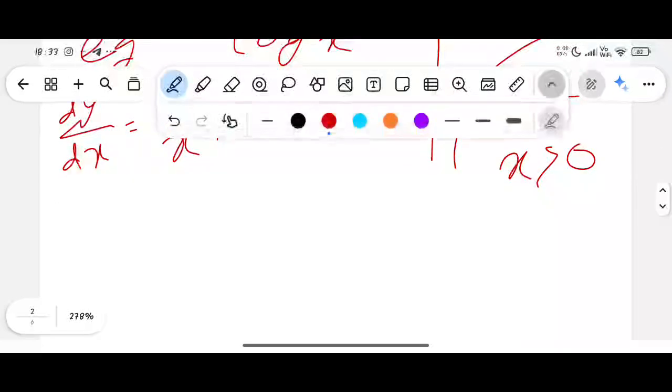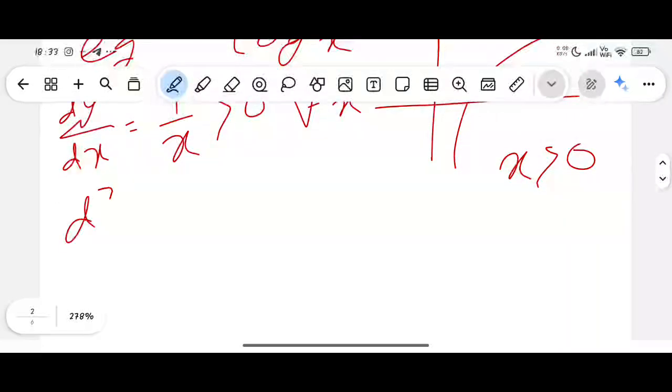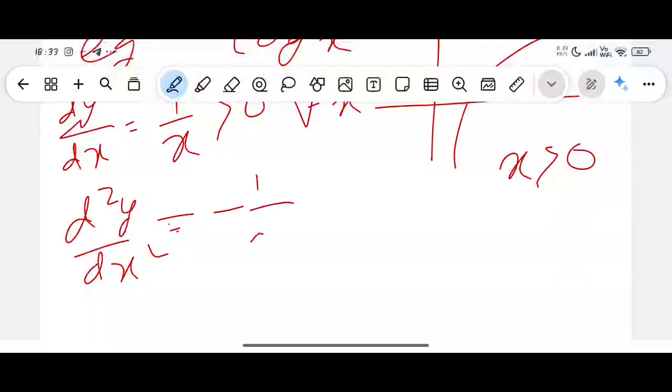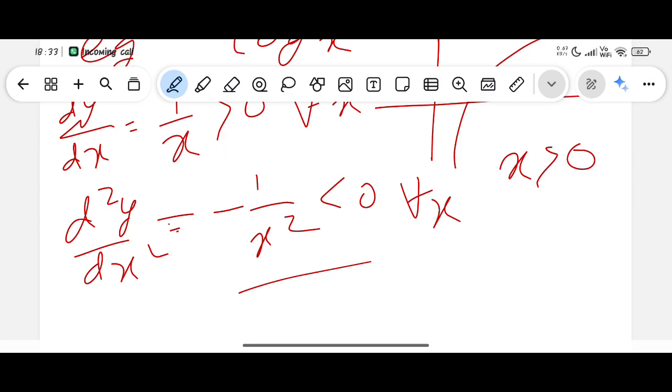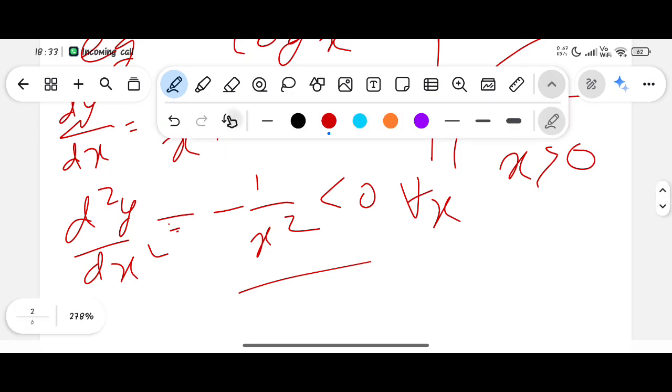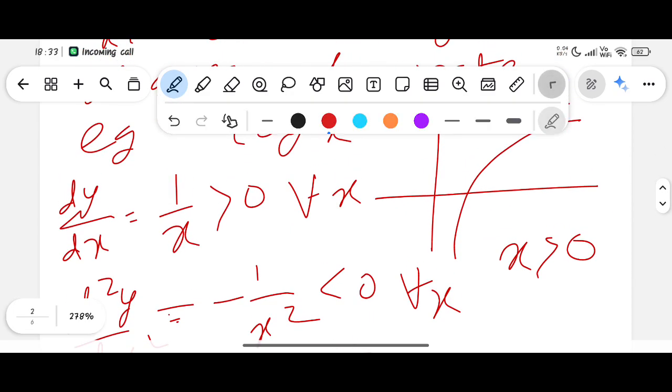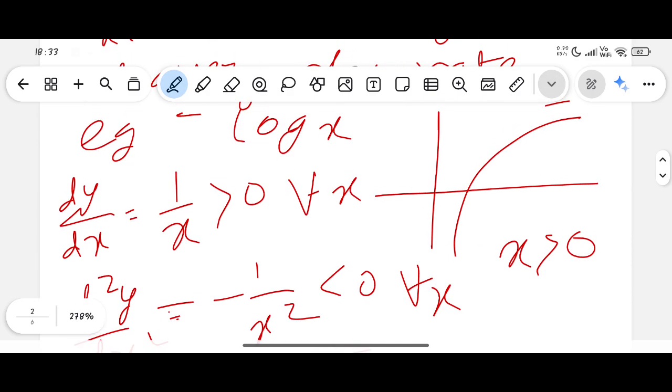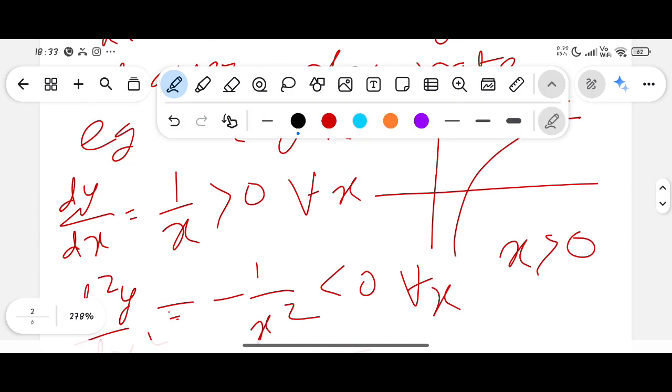And what will be the value of d2y/dx2? The derivative of this will be minus 1 by x square. Since x is positive, and this is a positive number with a minus sign, it will be negative for all x. So dy/dx is greater than 0 and d2y/dx2 is less than 0. So the graph looks like this: as x increases, y also increases but at a very slow rate. This should be our interpretation before plotting the graph.